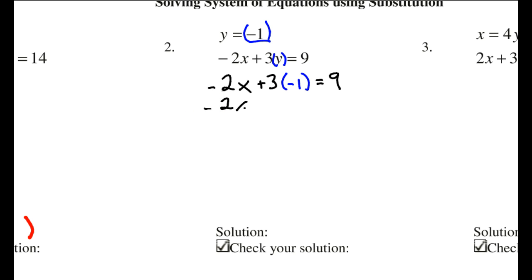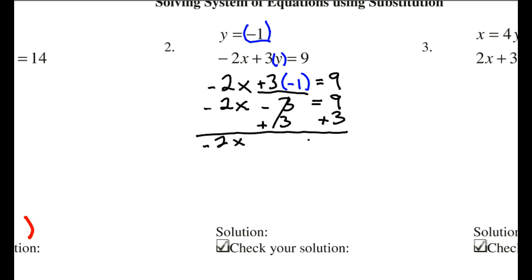And then from here on, it's just solving the equation. So 3 times -1 is -3, times 3, is 9. And just be organized and neat so we don't miss a negative or something small. Okay. So bring down the -2x. 9 plus 3 is 12. And divide by -2. -2 divided by -2 is positive 1, so we have 1x equals 12 divided by -2, which is -6.